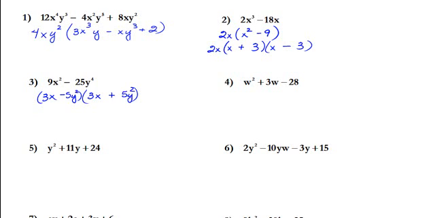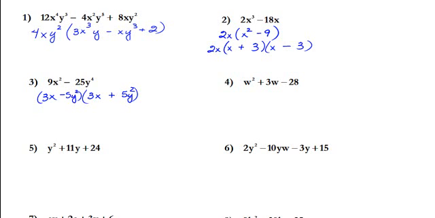Okay, problem 3 was a difference of perfect squares again. So you just write down how each term is a perfect square, put a subtraction sign in one parenthesis group and an addition sign in the other. And you're done.